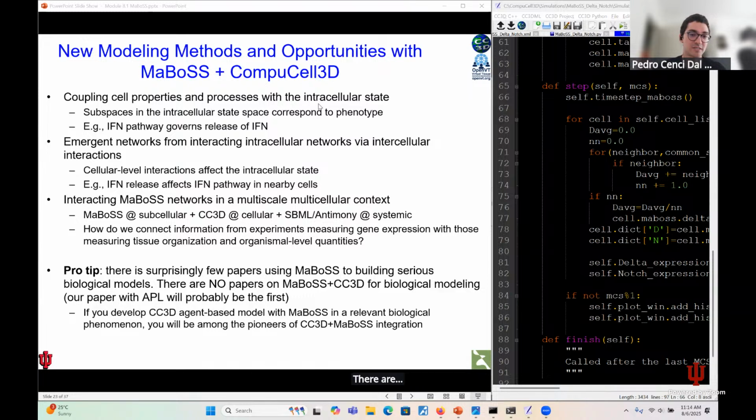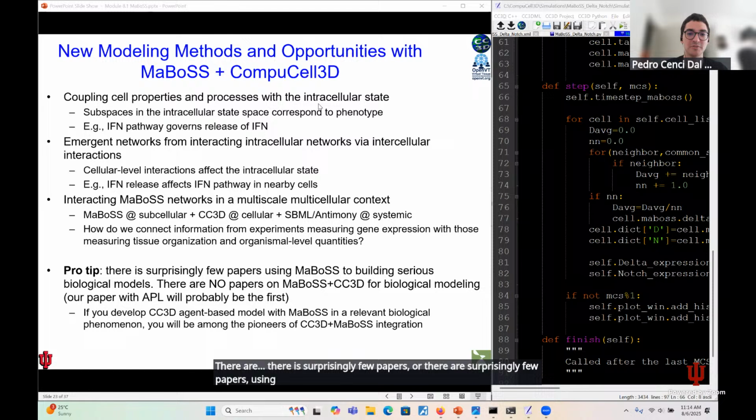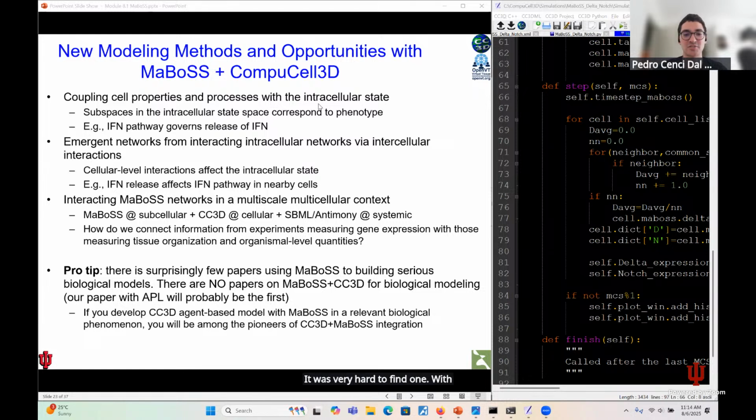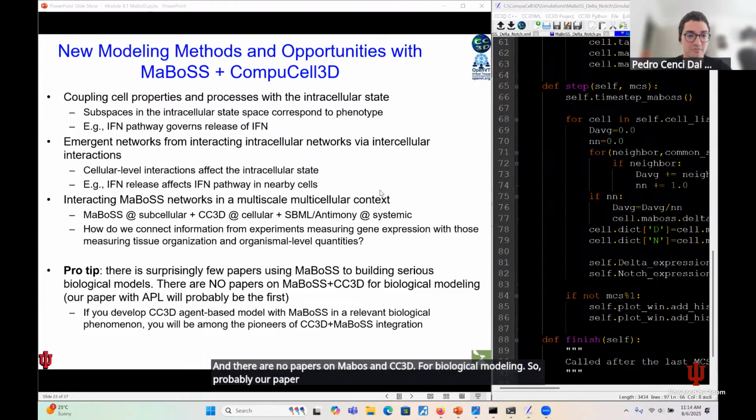there are surprisingly few papers using MaBoSS to build serious biological models. It was very hard to find one with the help of ChatGPT. And there are no papers on MaBoSS and CC3D for biological modeling. So probably our paper with APL from Johns Hopkins will be the first one.